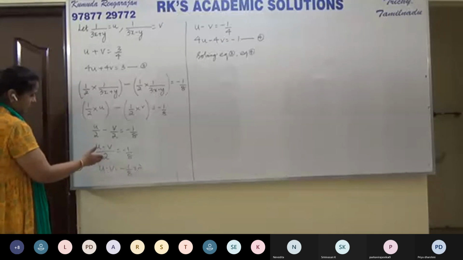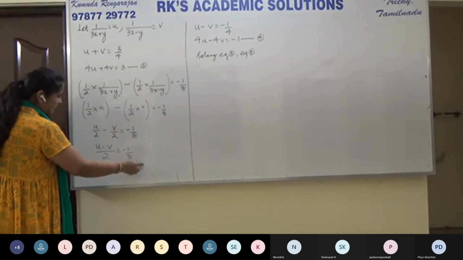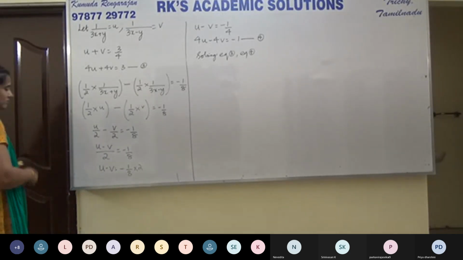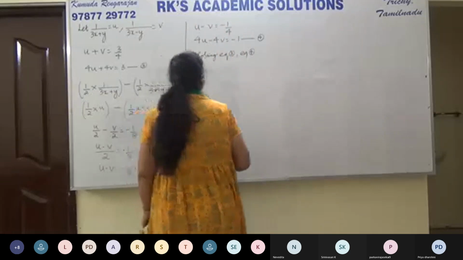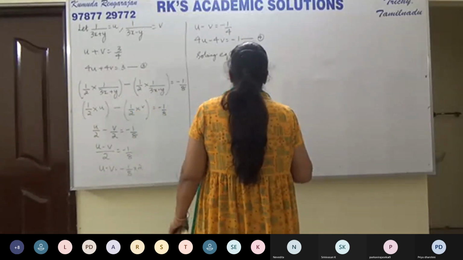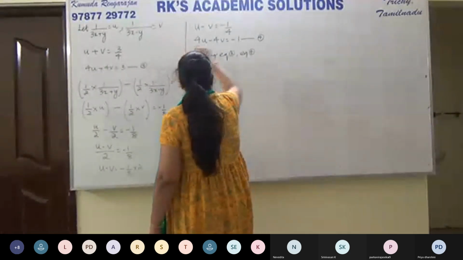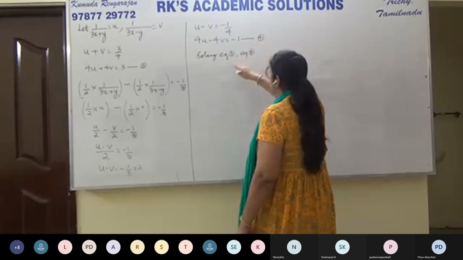Take the LCM, and then this 2 goes here. On simplifying, 2 ones are 2, 2 fours are 8, so minus 1 by 4. u minus v is equal to minus 1 by 4. Again on cross multiplying, 4u minus 4v is equal to minus 1. This is equation 4. So we get equation 3 from the first equation, and equation 4 from the second equation. Now we are going to solve equations 3 and 4.